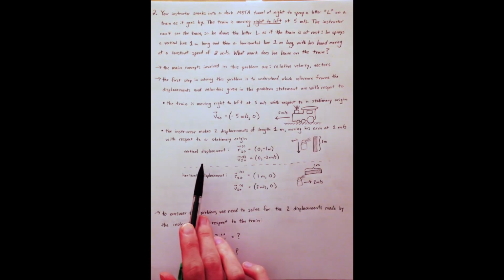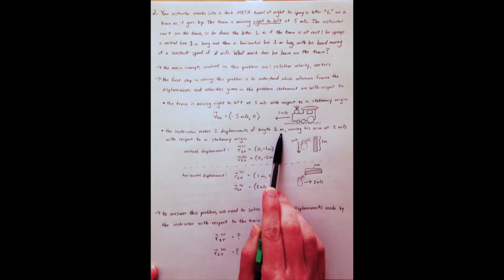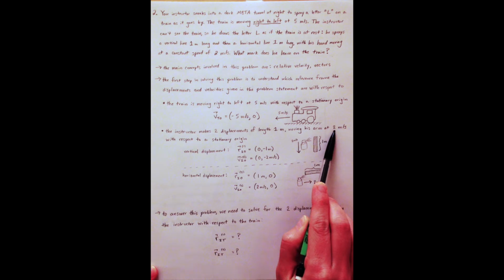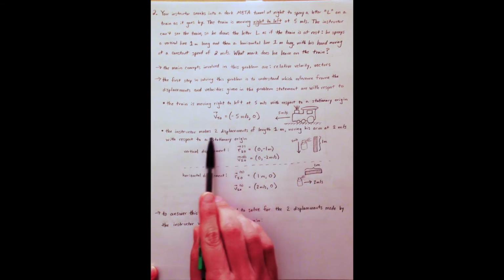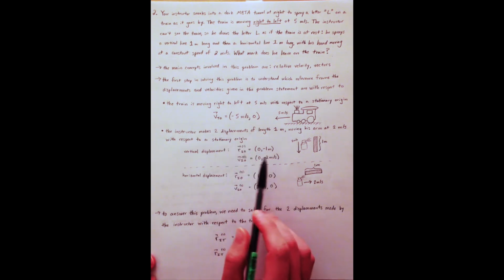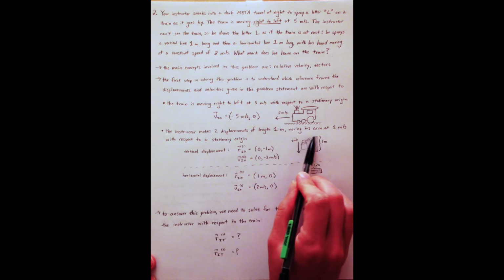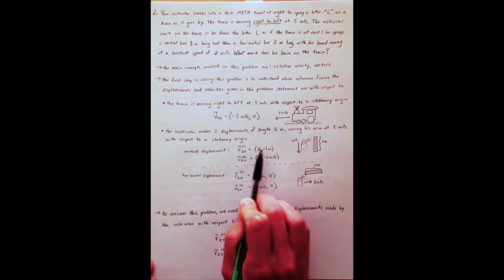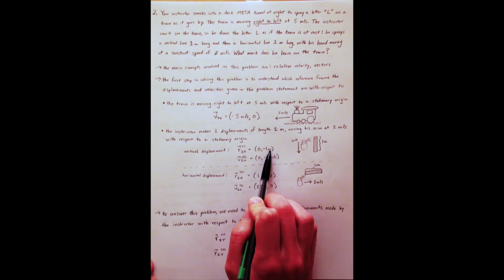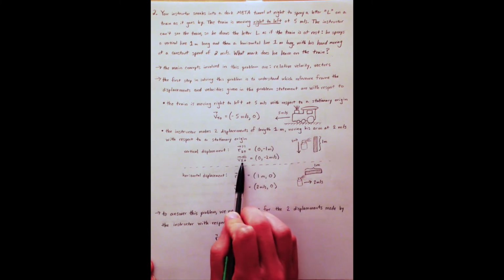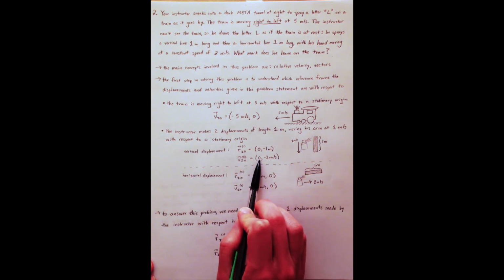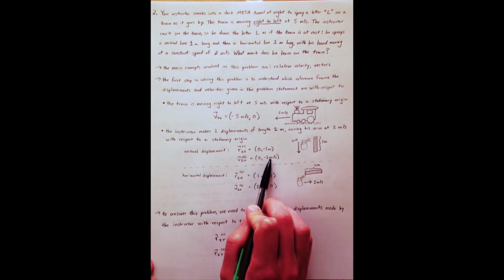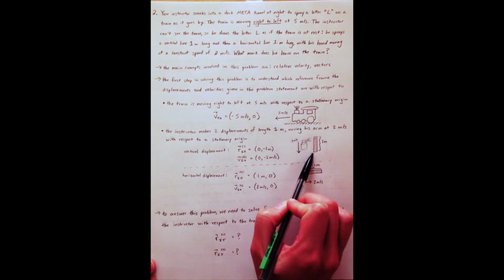We are also told that the instructor makes two displacements of length 1 meter, moving his arm always at a constant velocity of 2 meters per second. This again is with respect to a stationary origin. The first displacement is vertical. That's when the instructor takes the can and makes this downward movement. In this case, we write his movement mathematically as the displacement of the instructor with respect to the origin is equal to 0 meters in the x direction and negative 1 meters in the y direction. Similarly, his velocity with respect to the origin is 0 meters per second in the x direction and negative 2 meters per second in the y direction because the can is moving down.